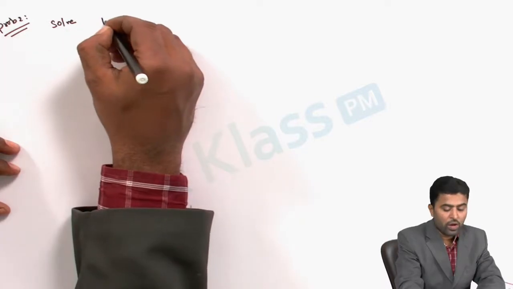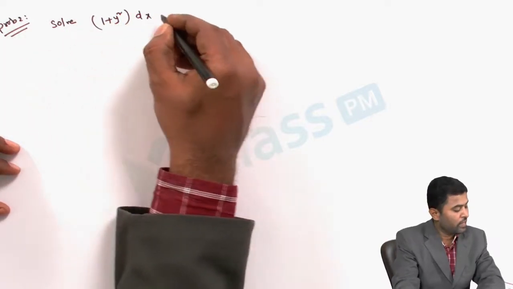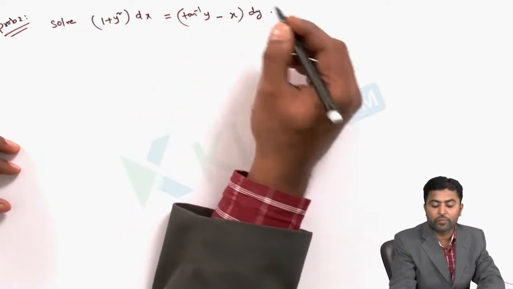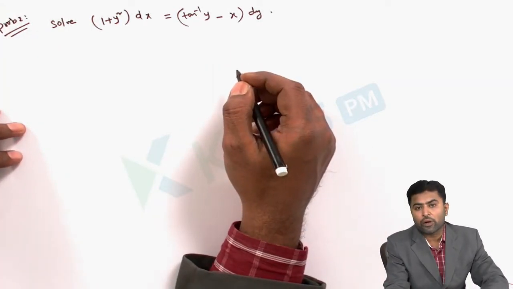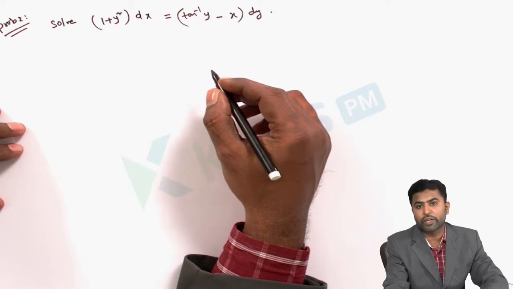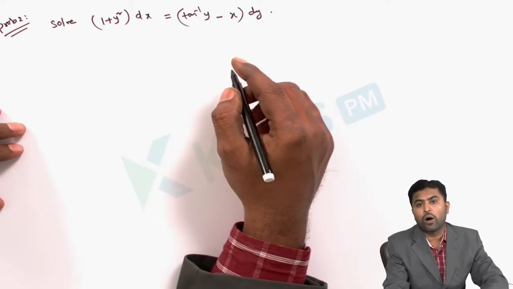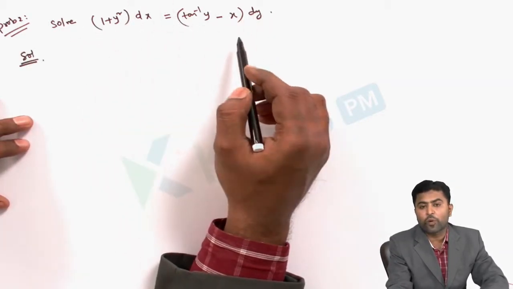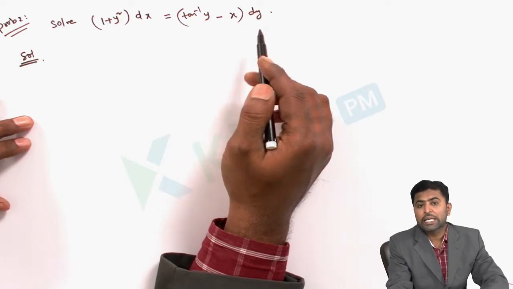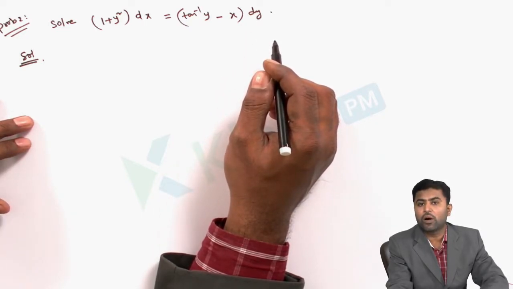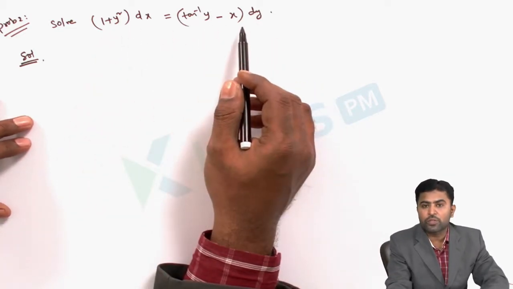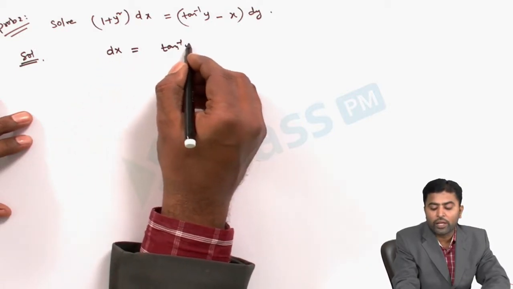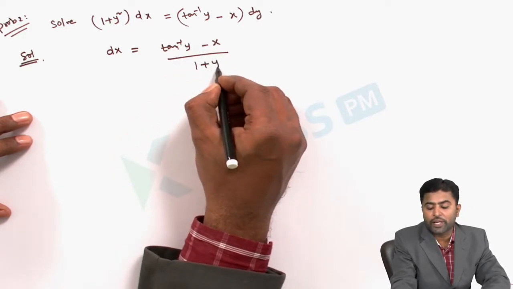Solve (1 plus y square) dx is equal to (tan inverse y minus x) dy. Here, this is again not given in the proper order, so we have to rearrange the terms so that we can get a linear differential equation in y or a linear differential equation in x. Let us divide this given differential equation by 1 plus y square. Can I make it a linear differential equation or not? If I divide this by 1 plus y square, then I get dx equal to (tan inverse y minus x) divided by 1 plus y square into dy.